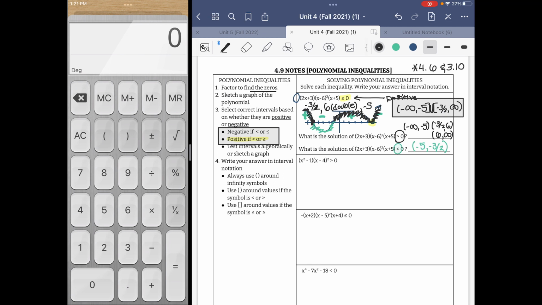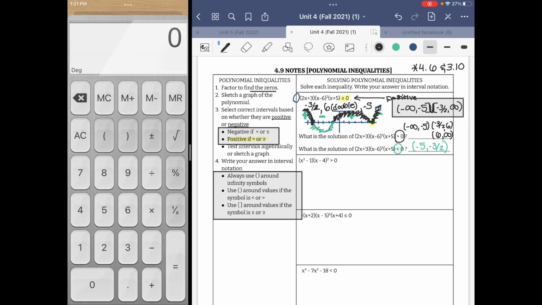Just make sure you're remembering these rules over here about the brackets and the parentheses. You're always using parentheses around infinity symbols. You use parentheses around symbols that are just less than or greater than, and you use brackets around the values when the symbols are less than or equal to or greater than or equal to.